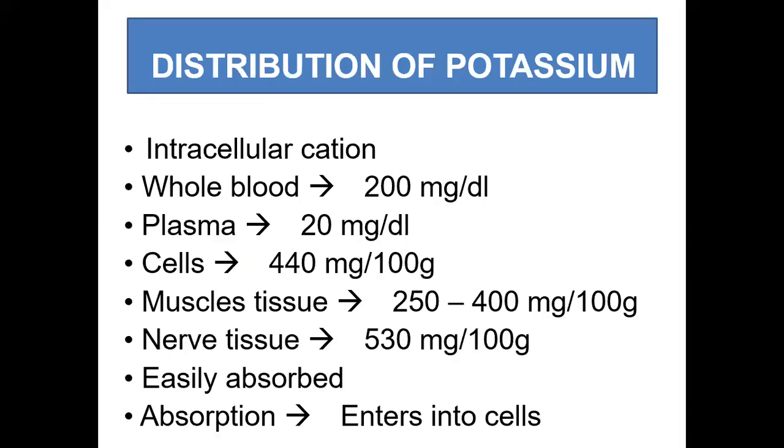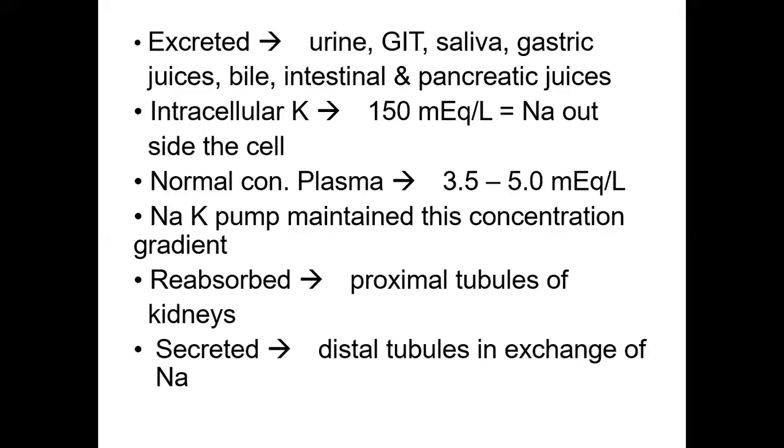Moving on to the distribution of potassium. It is the intracellular cation. Whole blood contains about 200 milligrams per deciliter. In plasma, we have about 20. In cells, we have about 450 milligrams per 100 gram. In muscle tissue, we have about 250 to 400 milligrams per 100 gram. In nerve tissue, 530 milligrams per 100 gram. As far as absorption is concerned, it is easily absorbed and then it enters into the cell. Then it is excreted in GIT, in saliva, gastric juices, bile, intestinal, and pancreatic juices.